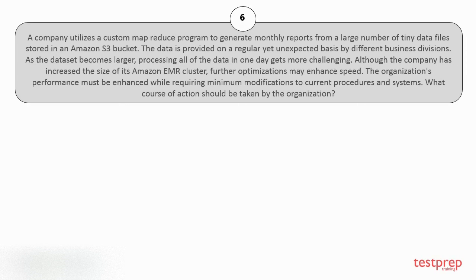A company utilizes a custom MapReduce program to generate monthly reports from a large number of tiny data files stored in an Amazon S3 bucket. The data is provided on a regular yet unexpected basis by different business divisions. As the dataset becomes larger, processing all of the data in one day gets more challenging.